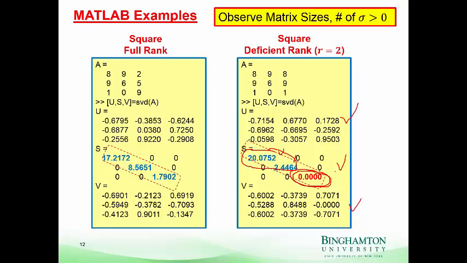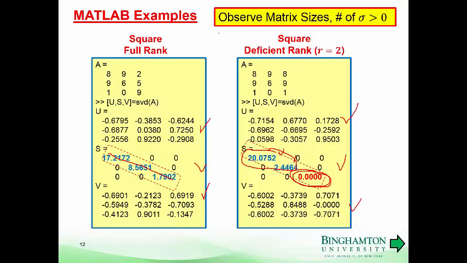And so that's kind of the key here. Notice that for a square matrix, whether it's rank deficient or not, we still get all three matrices the same size as the original matrix, which is 3 by 3. And all we need to do is go down the diagonal from corner to corner. All right, that's for the square case.